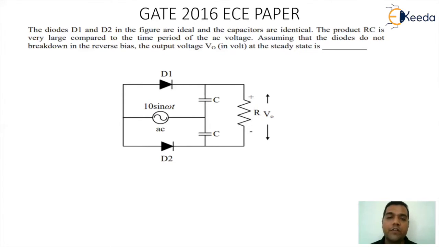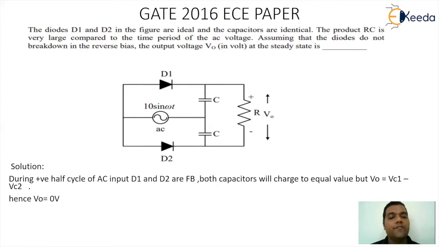So what is actually VO? The VO is basically the voltage drop of both the capacitors. If you observe the diagram carefully, the top capacitor and bottom capacitor are contributing to give the value of VO. So let's check what will happen.